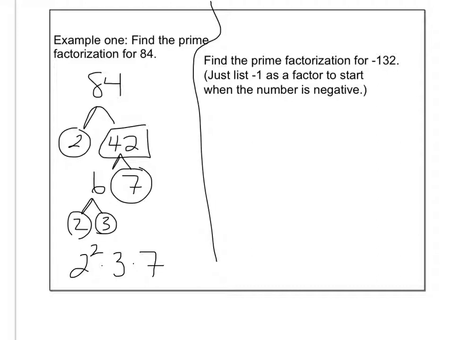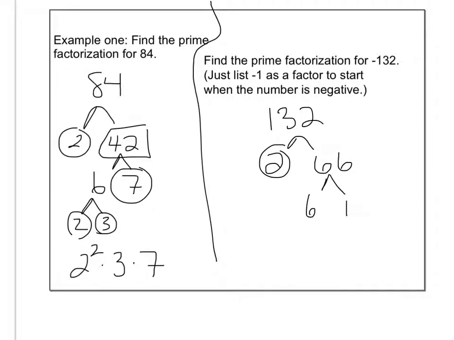Okay, next example. Negative 132. So we're just going to forget the negative to begin with, and just look at the number 132. And ask ourselves, what times what is 132? So let's start with, because it ends in a 2, we might as well start with a 2. 2 is a prime number. So what's half of 132? Well, half of 100 is 50. Half of 32 is 16. So 50 plus 16 is going to give us 66.